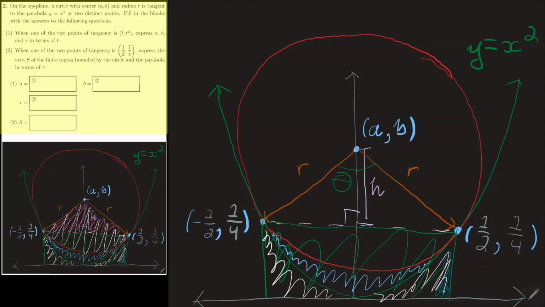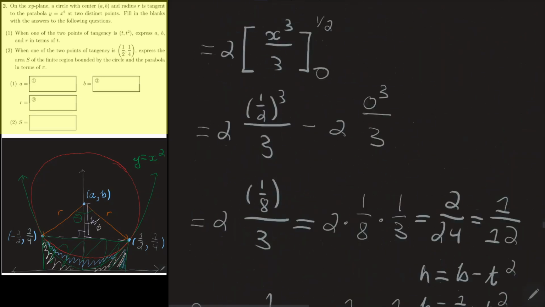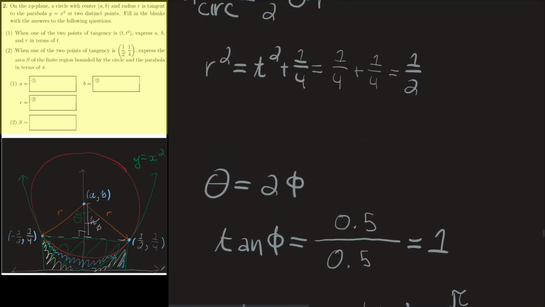But in order to make it easier, what I'm going to do is I'm just going to consider phi, which is like this half angle, and I'll multiply it by 2. Because if I do that, I'm working with a right triangle, which makes things a lot simpler. So we have that theta equals 2 phi.